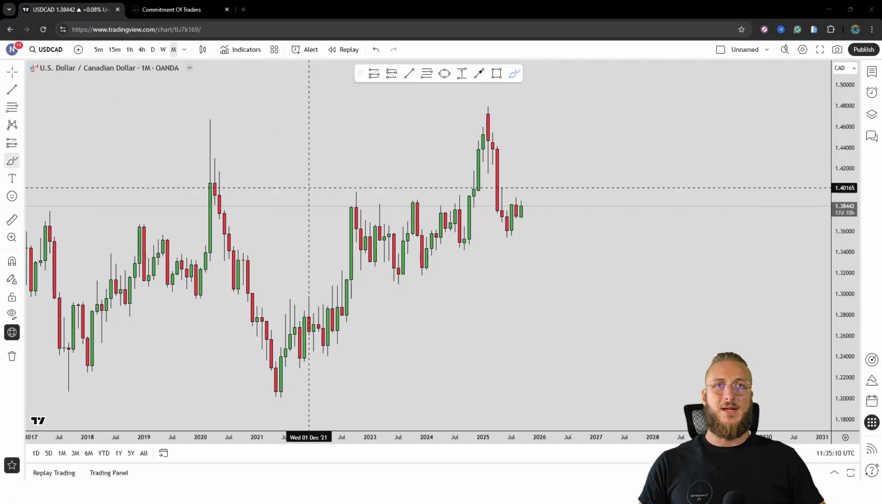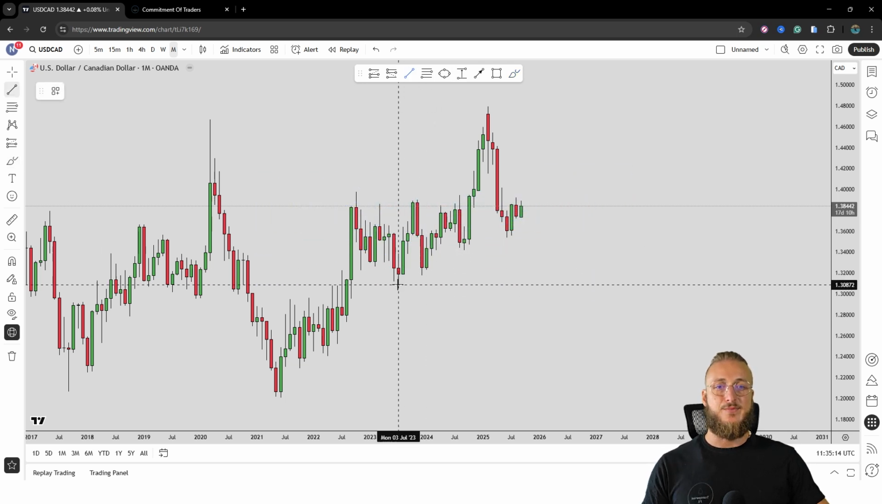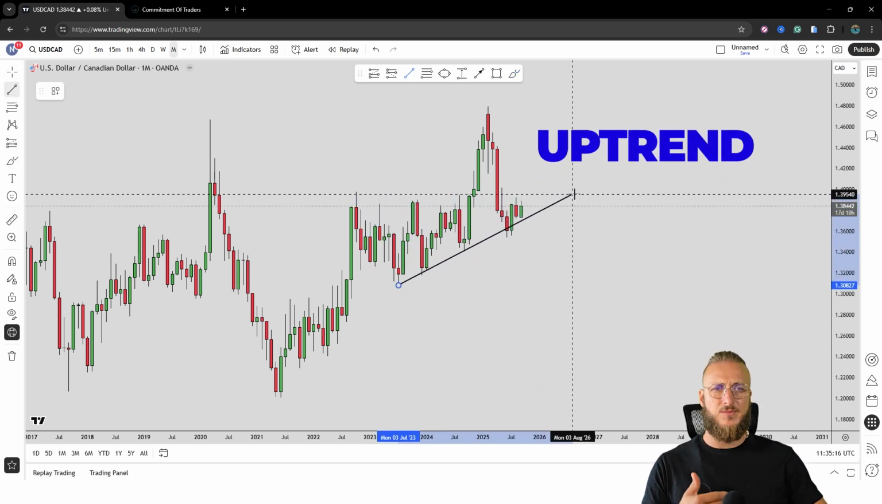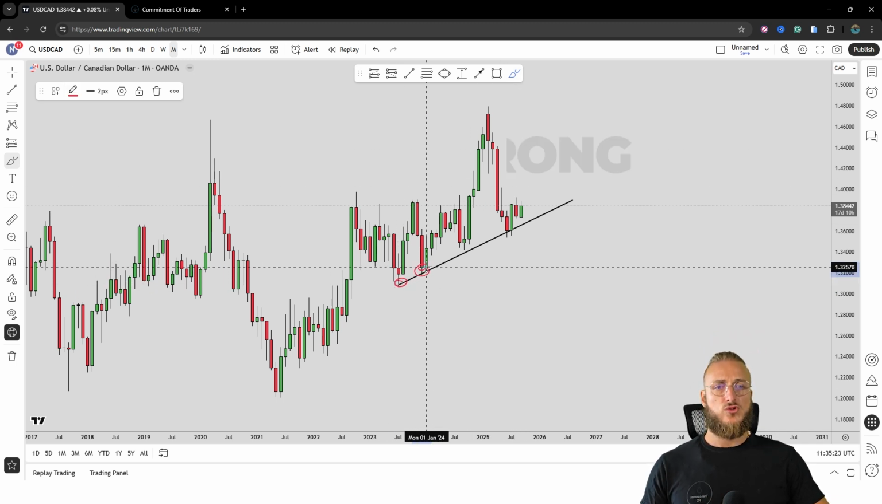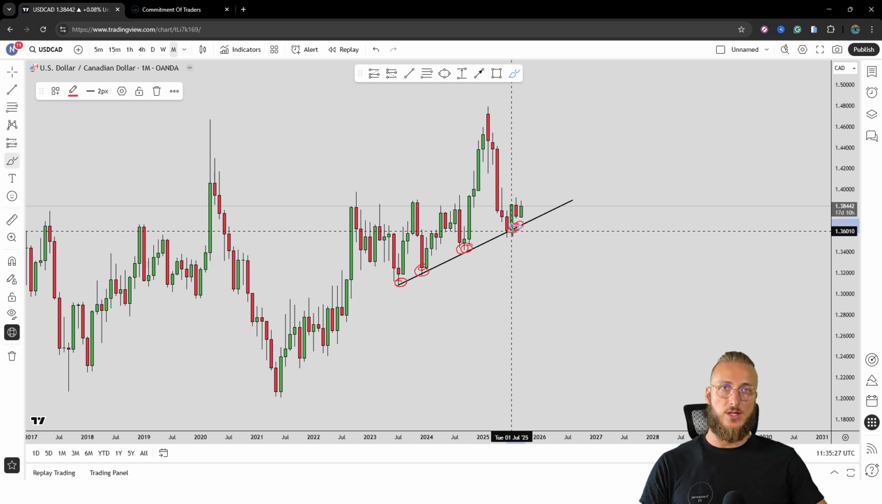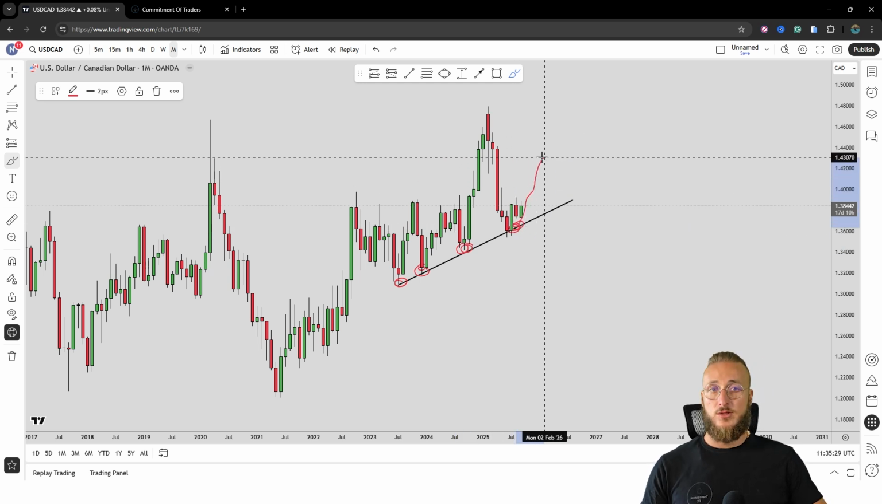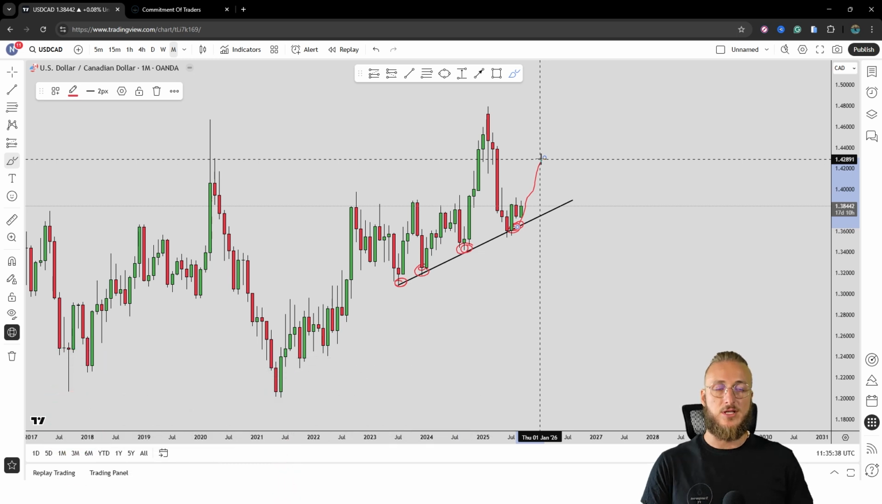Starting here from the monthly time frame, what we can see is that the market for quite some time has been in an uptrend. More precisely, it has been creating higher lows, more or less respecting this trend line. So we currently are at a higher low area. The market has already created a higher low, and usually after the creation of a higher low, the market tries going higher, because if a higher low is created, it means that buyers are still in control of the market.